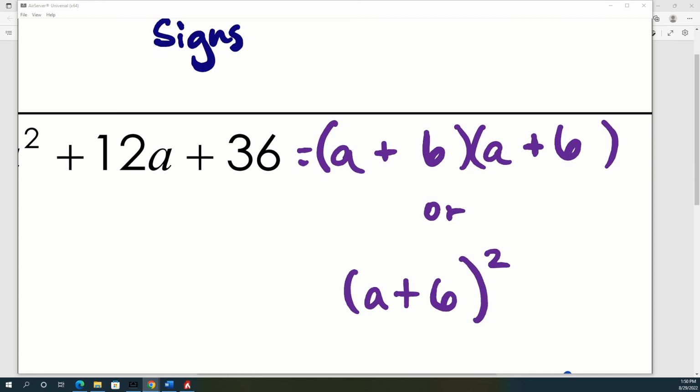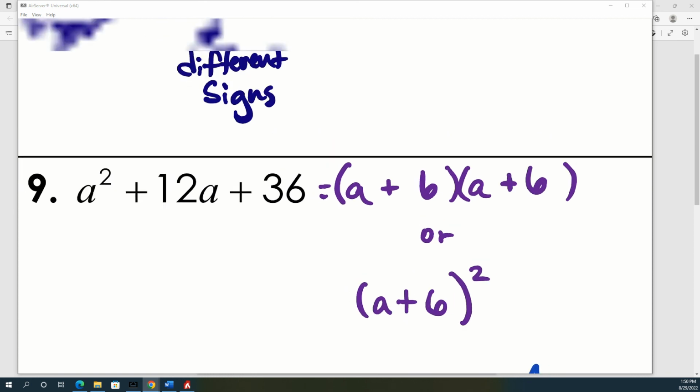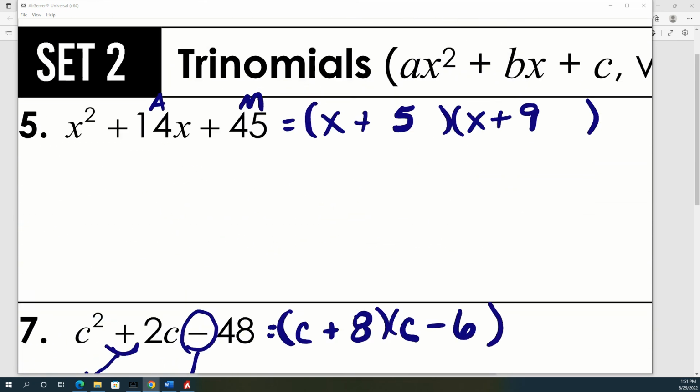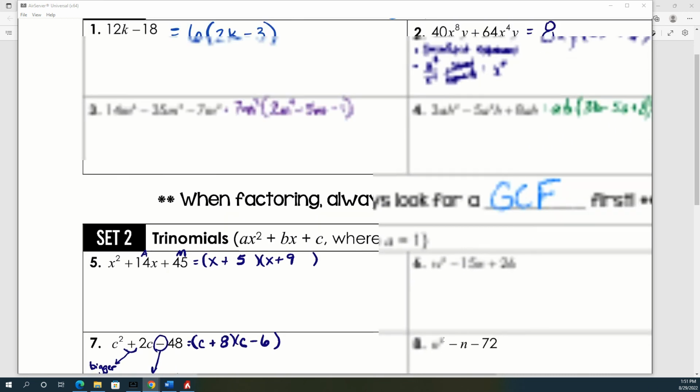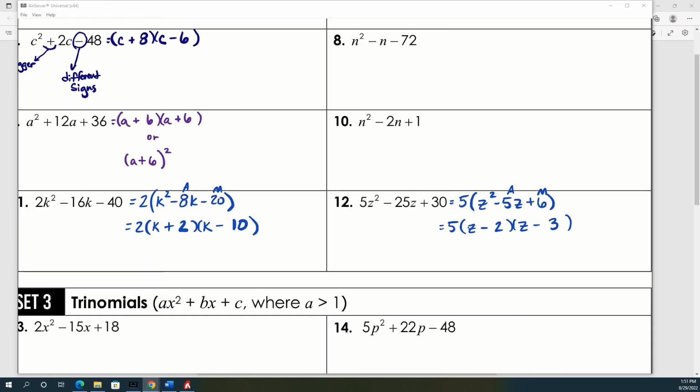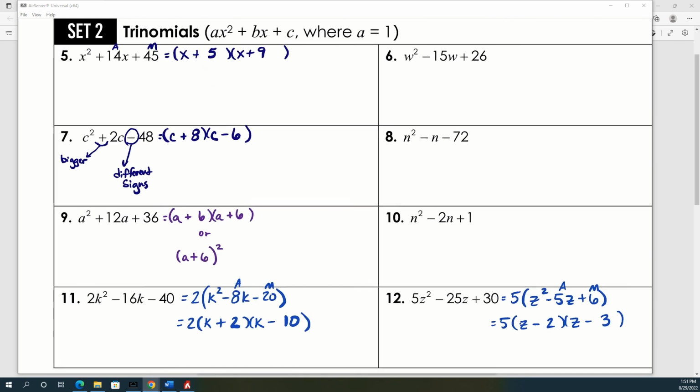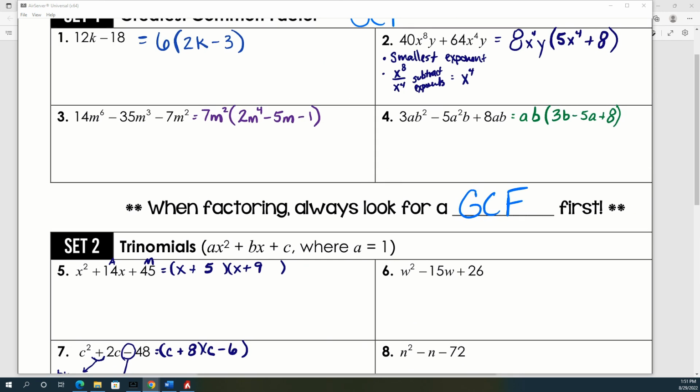All right, and then for your assignment today, you have 14 factoring problems to do. Some of them have a common factor, some of them don't. It could be like any of the ones we did today, 1 through 12. So you have to pay attention to the common factors.